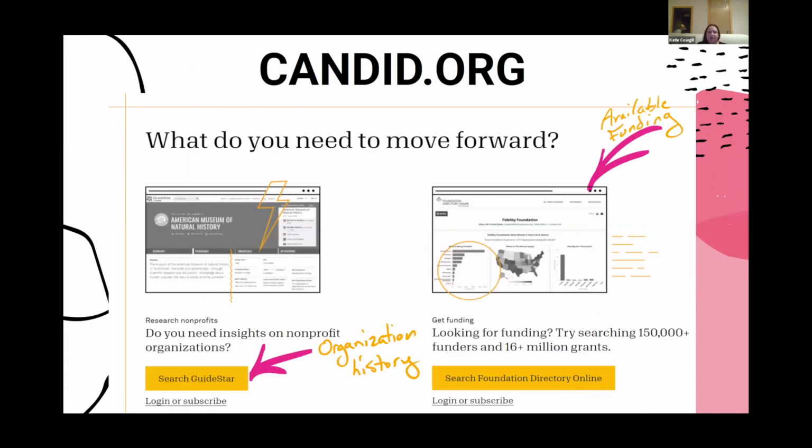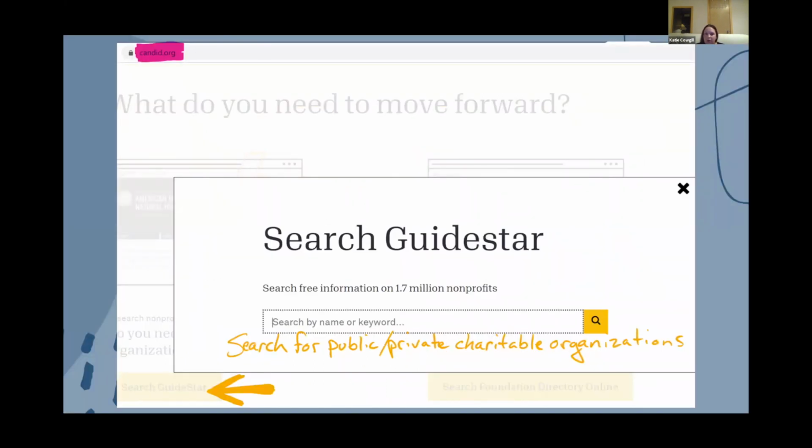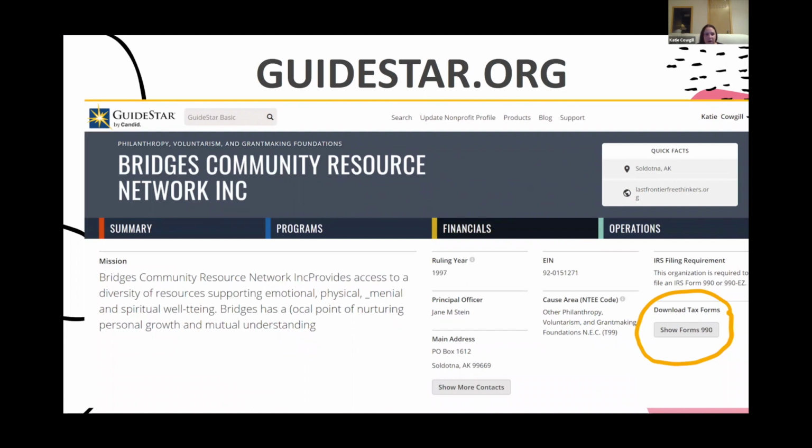And candid.org is a little bit harder to navigate. However, they have lots of great information. You can search foundations and grants that are available, or you can search on Guidestar, and that gives you those 990 reports we're talking about. Here you can search for private or public charitable organizations and find where those tax forms are, which you can download. They typically go back 3 years on Guidestar.